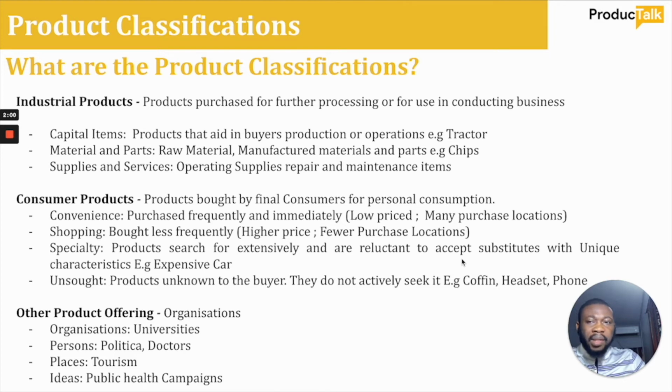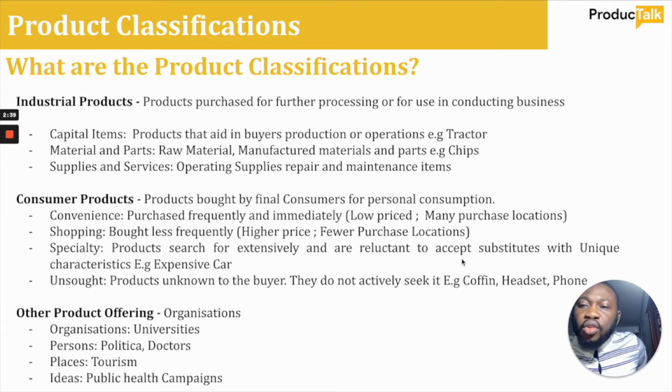We have material and parts. So material and parts can be raw materials, manufactured materials. What would be an example of raw materials and parts? Let's say Indomie, for example, right? Indomie contains the product itself, but there are also raw materials that have been used to make up Indomie. For example, the seasoning can be a material part, right? So those are like little components that are used to make up the overall product. We have suppliers and services. Operating supplies and maintenance items are things that fall under supplies and services. So these are things that businesses use.